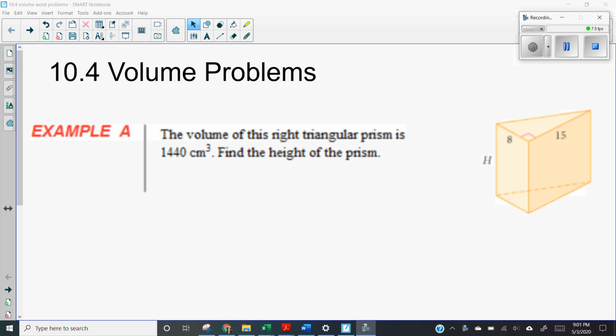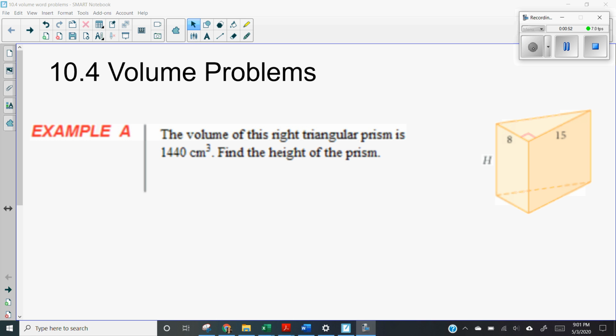Once we get through those, I will ask you to pause the video. There's another worksheet that should be on the Google Classroom. There are some volume word problems that I'd like you to try on your own first, and then you can come back to the second half of this video and watch the video answer key. I'll work through those problems with you. Okay, so here's our first example.